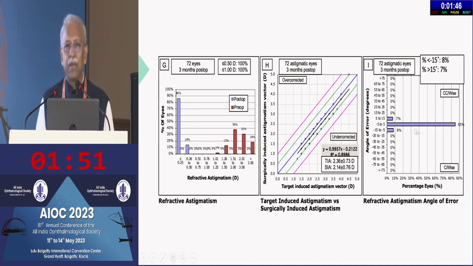Now, when you look at the cylinder alone, again, it falls well within 0.5 all through. 85% fell within the intended correction degree between -5 and +5 degrees, clockwise and counterclockwise. That means only 5 degrees was off in 85%. In 15%, it was within 10 to 15 degrees.